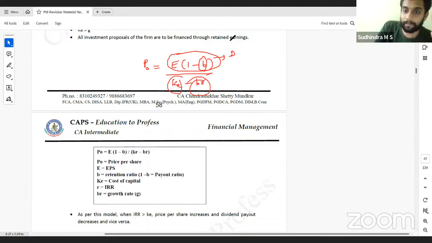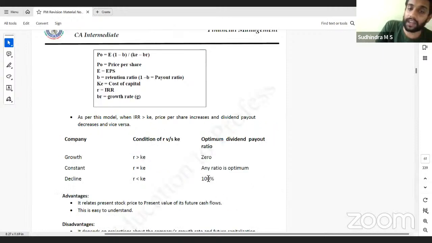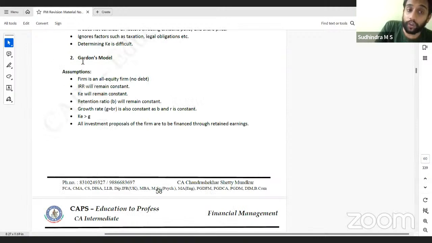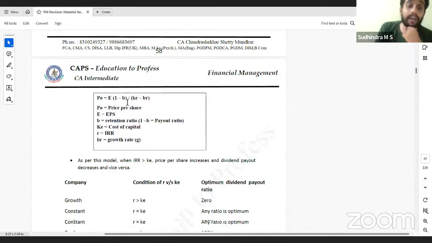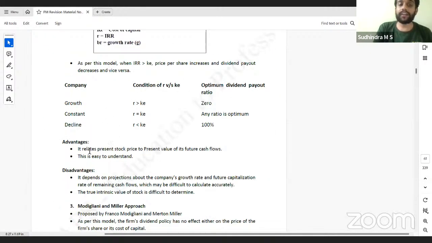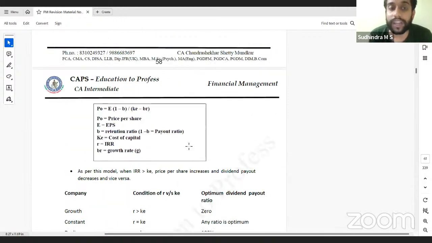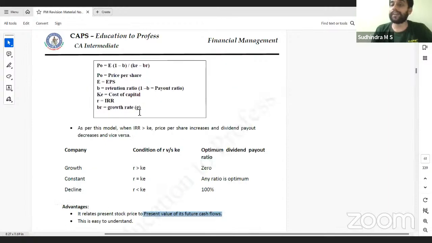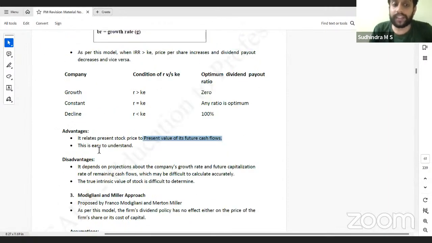Are we understanding? Yes, sir. Okay. So whatever the analysis that we had, it's the same as Walter's model. This Gordon's model is also called as dividend growth model. Very important. What are the advantages? It relates present stock price to present value of future cash flows. We are discounting. At the end of the day, divided by KE minus G means we are discounting. It's easy to understand.